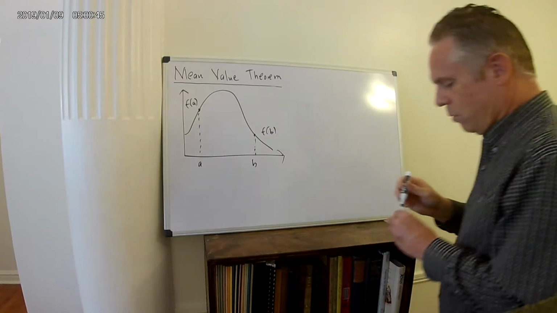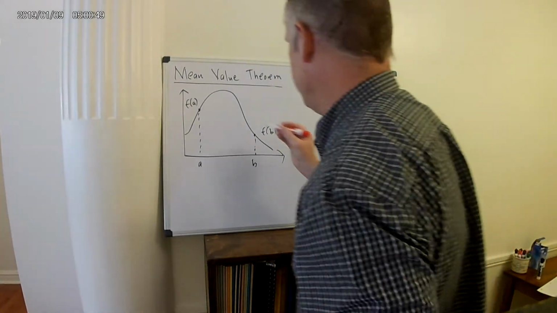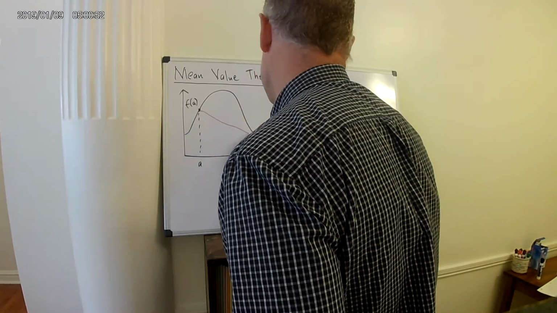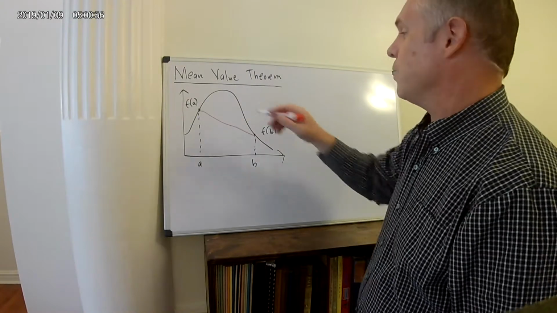And what I'm going to do is use another pen to draw a secant line. Not exactly straight, but it should have been straight. I can draw a secant line that connects points A and B.